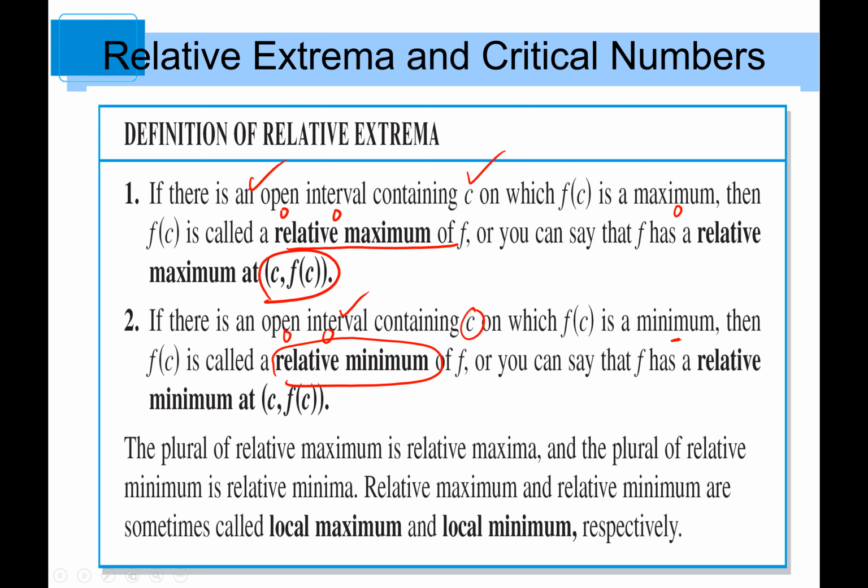The plural of relative maximum is relative maxima. The plural of relative minimum is relative minima. Relative maximum and relative minimum are sometimes called local maximum or local minimum. The other kind is global, and this one is local.